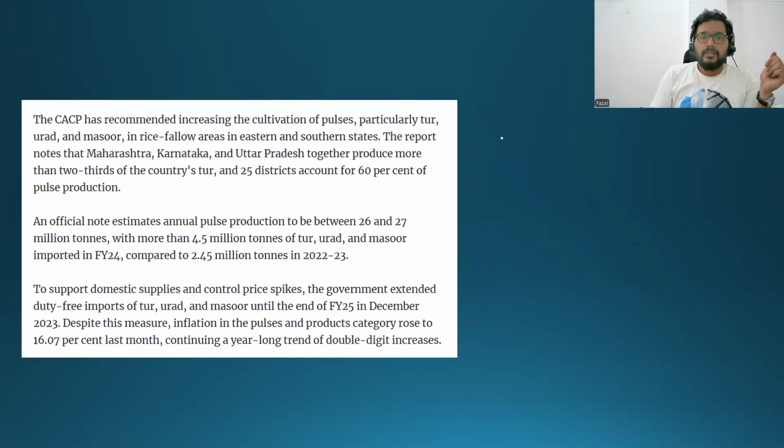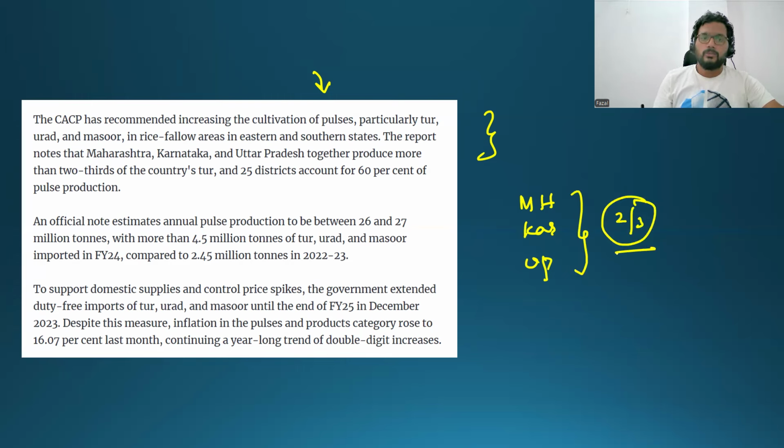And next, CACP, which we have discussed, the one which sets the prices for the MSP. It in particular recommended increasing the cultivation of pulses, particularly Tur, Urad and Masoor, in the rice fallow areas in eastern and southern states. The report notes that Maharashtra, Karnataka and Uttar Pradesh together grow more than 2/3 of the country's Tur. So you have to remember here, Maharashtra, Karnataka and Uttar Pradesh together produce more than 2/3. Remember this, very important, more than 2/3 of the Tur.